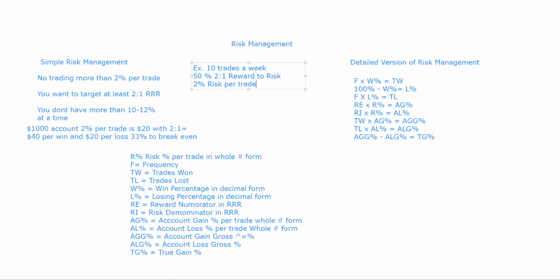So we're going to go here and we're going to fill it in. So frequency is 10. It's 10 trades a week, times 50% win rate, which is 0.5. And that's going to equal 5 trades won.